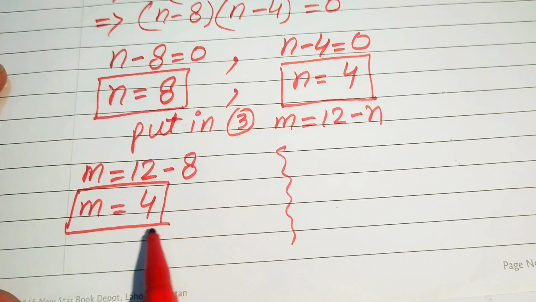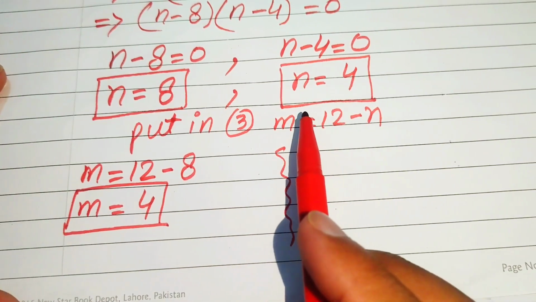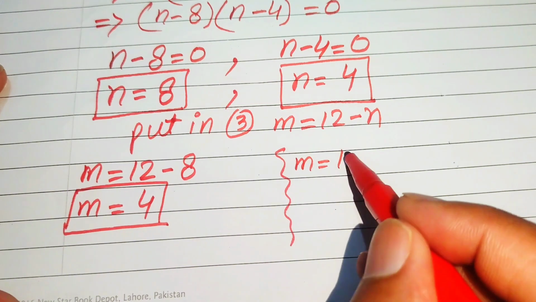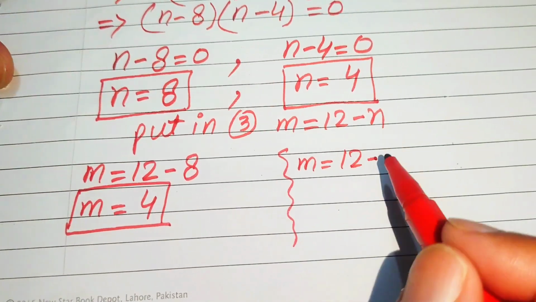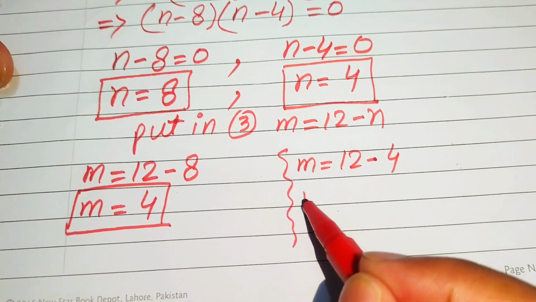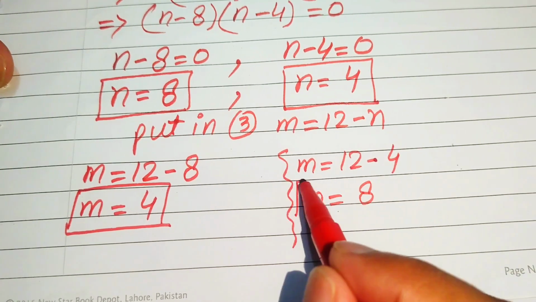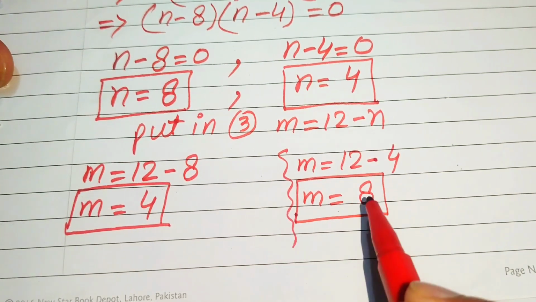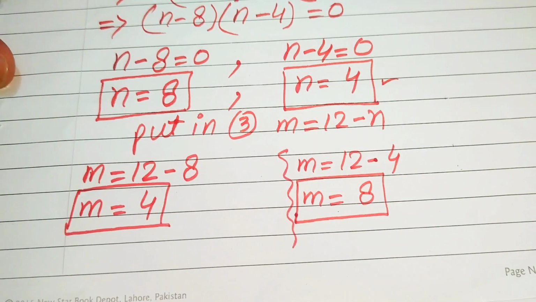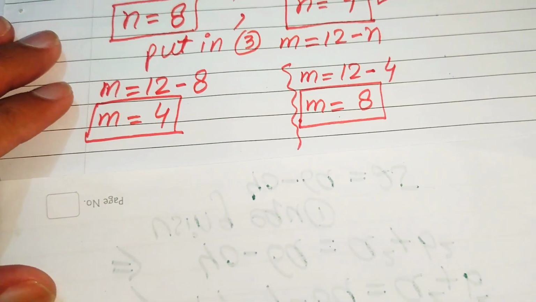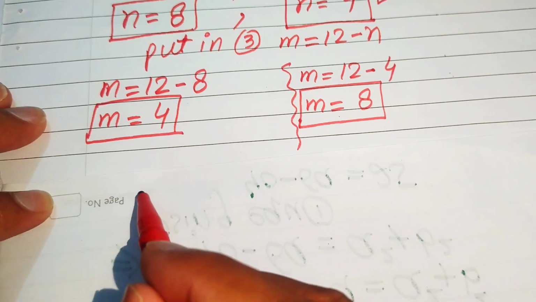And similarly now we substitute the value of n equals 4 in this equation and we get m equals 12 minus 4, and 12 minus 4 is equal to 8. So this is the value of m corresponding to n equals 4. So finally we have the two values of m and n.